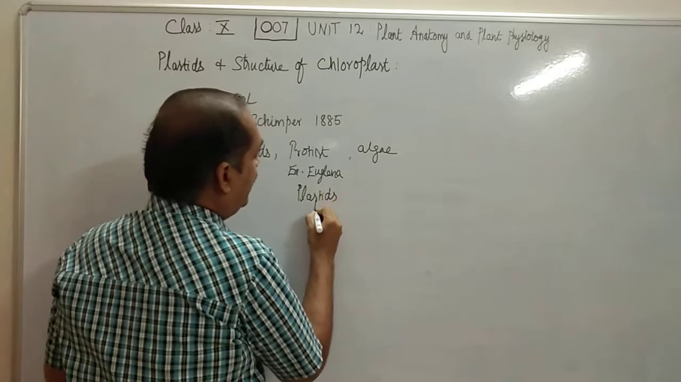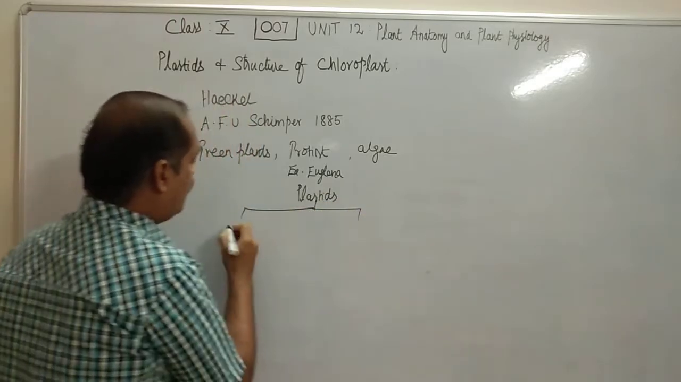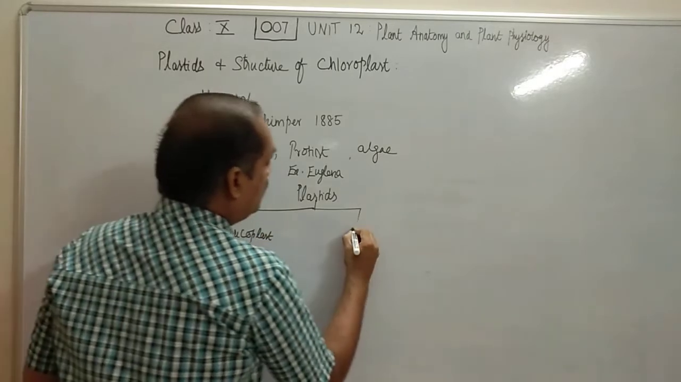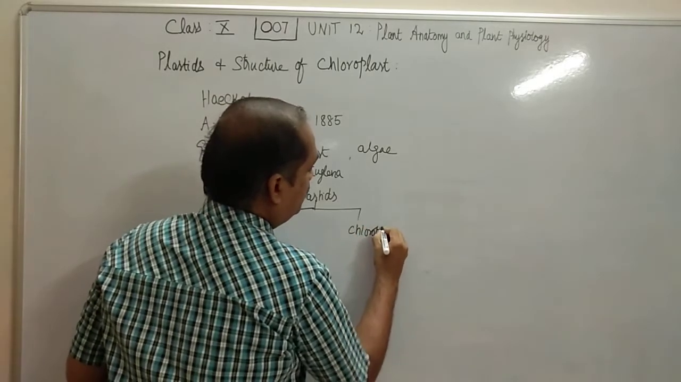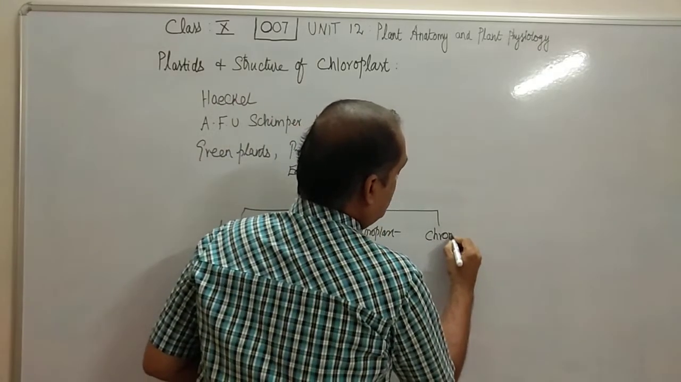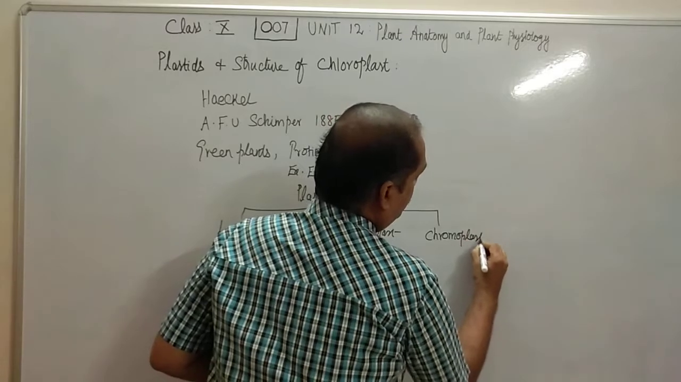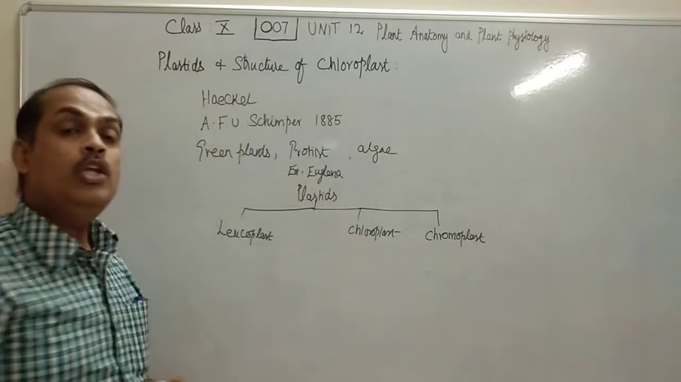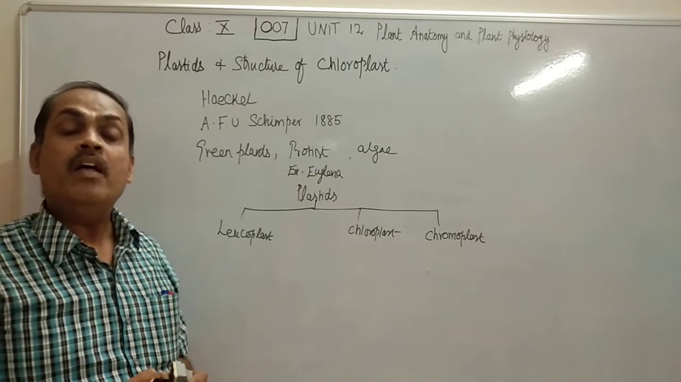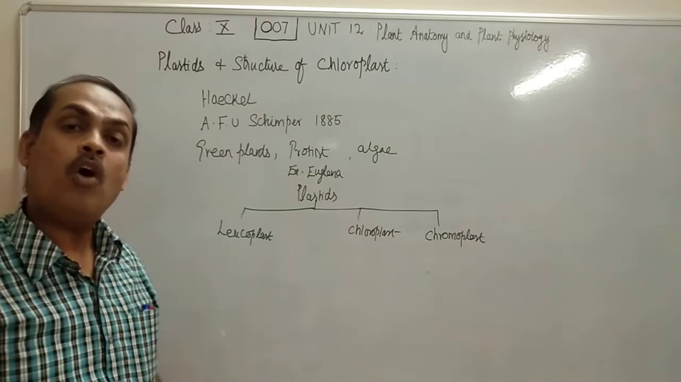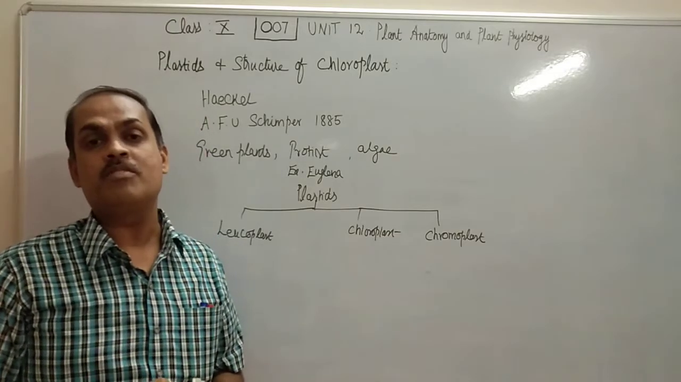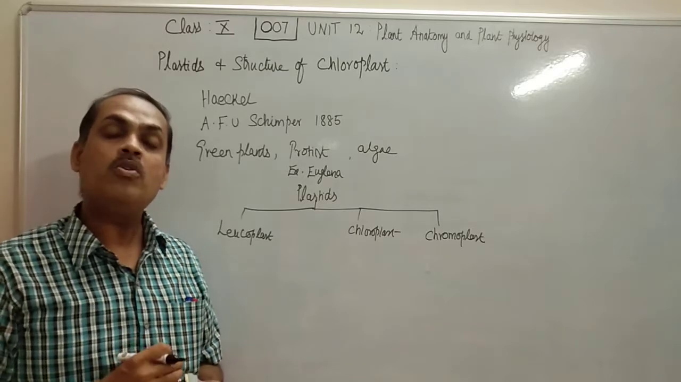Plastids are classified into three types. They are leucoplast, chloroplast and chromoplast. Now, leuco basically means white or colorless, and these plastids are normally found in parts of the plant where they do not expose themselves to the sunlight. That means they are found under the ground.